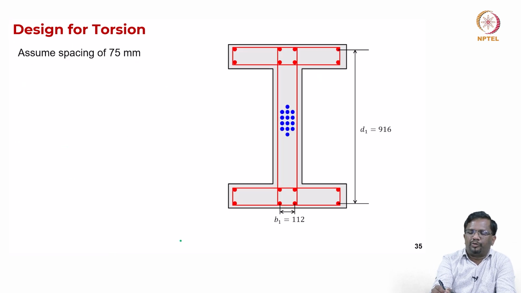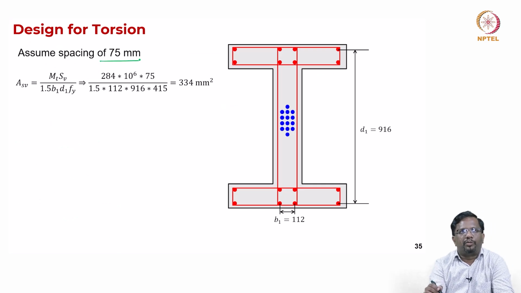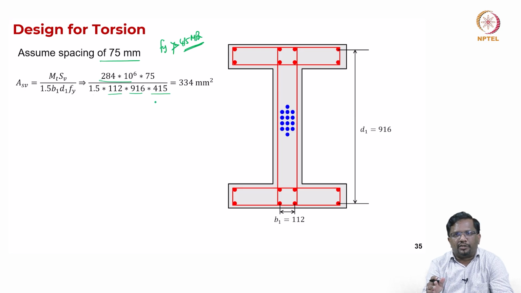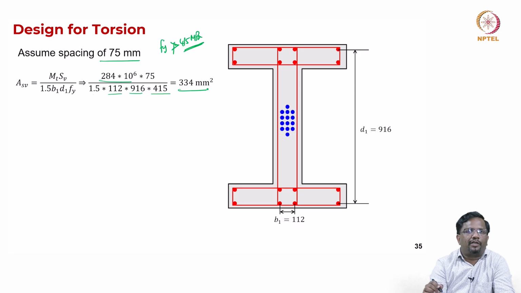If you assume a spacing of 75 millimeter for a 20 mm diameter, ASV works out to be, now MT is 284, we have calculated that, 284 into SV, which is 75, 1.5, and B1 is 112 and D1 is 916 and Fy is 415. See, again in stirrups for calculations, Fy cannot be greater than 415. Even if I am using 500 grade, my yield strength in my calculations I should use only 415 megapascal. So this works out to be 334 millimeter square.